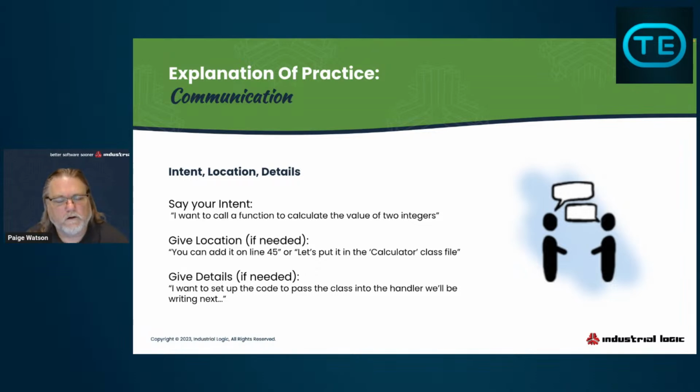Same thing here when we're talking to our drivers in our collaborative group. Say your intent. I want to call a function to calculate the value of 2 integers, right? Give that location if it's needed. You can add it on line 45, or let's put it on the calculator class file, or let's open up the extensions class and put it on line 72 right below the last multiplication function that we wrote, right? Let's call it and then get details. Let's not just call it calculate. Let's call it add 2 integers, or let's call it add multiple integers. You give that information to the level that your driver needs it.